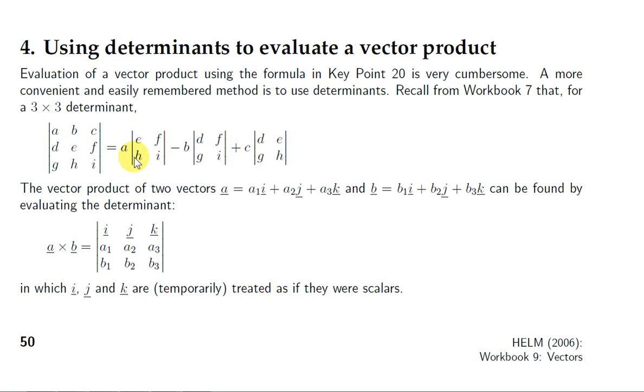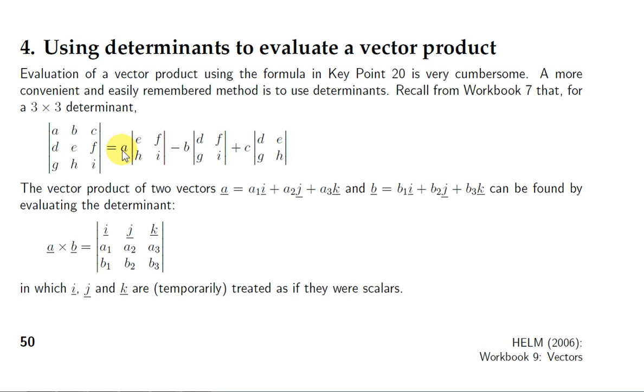Next we move on to B. Now we stick a minus sign in front of B, and we cross off the row that B is on and the column that B is on, and get the determinant of the remaining 2 by 2 matrix. That's the matrix DFGI. Finally we go to C, cross the row and column that C is on, and get the determinant of the 2 by 2 matrix DEGH.